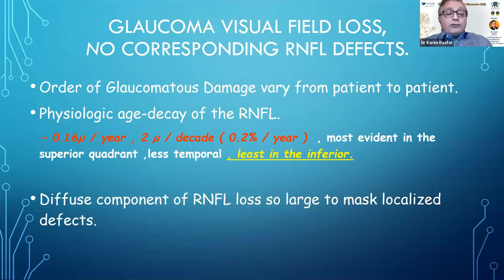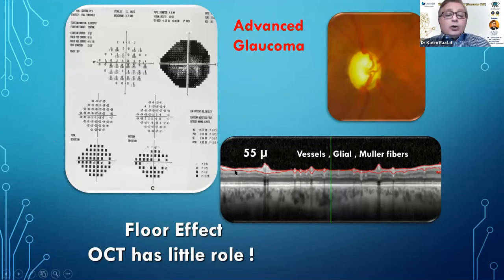Sometimes the diffuse loss of the nerve fiber layers is so large as to mask the localized defects. And again, with the OCTs, as I mentioned before, when we come to advanced glaucoma like this, we call it the floor effect. Here, what's actually measured is not nerve fiber layers, just vessels, glial tissue, and Muller fibers left here. This number has been put when we find the average is within or below 55 microns. Here, the OCT has a very limited role because there are no more nerve fibers to measure or to follow.